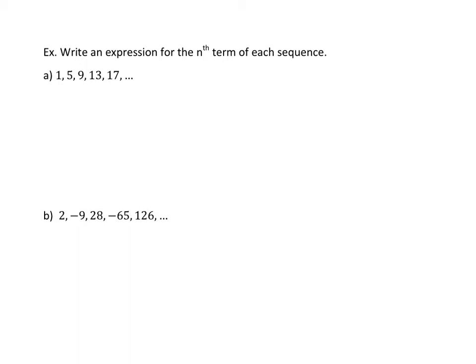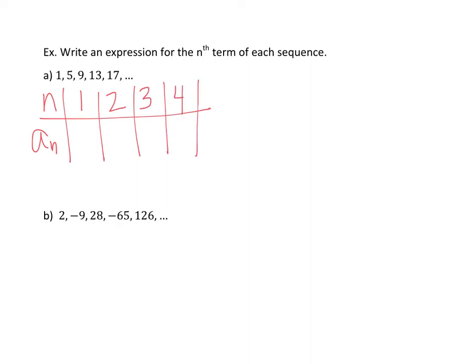Writing an expression for the nth term of the sequence. Basically, we need to find a pattern. So we have to find a way to relate n to a sub n. N's are your terms, first, second, third, fourth, and so on. A sub n's are the actual numbers in the pattern, 1, 5, 9, 13, 17. We want to find the pattern for n.